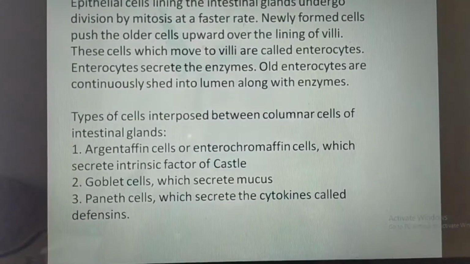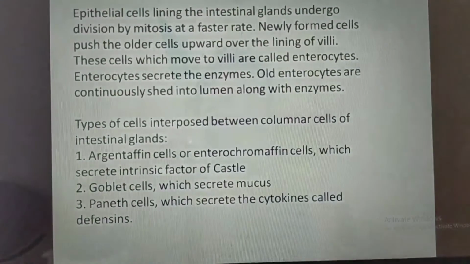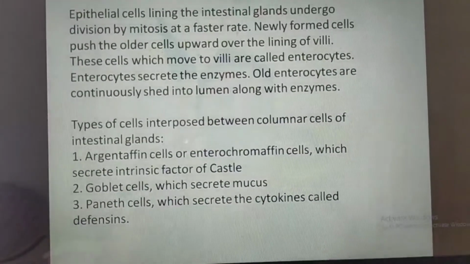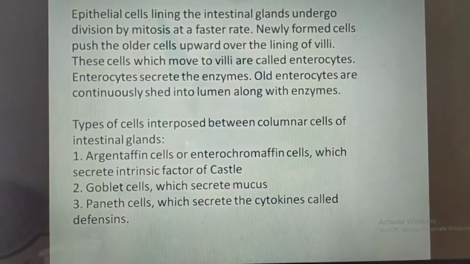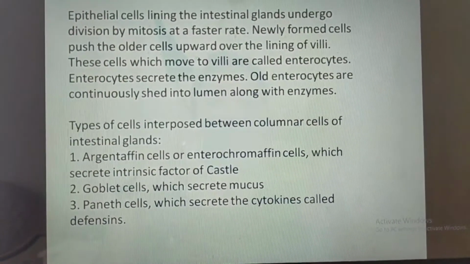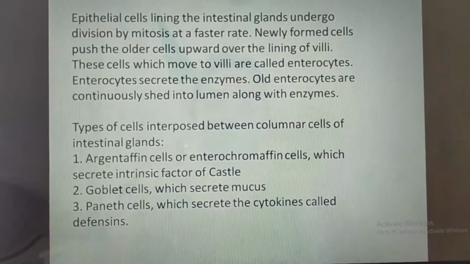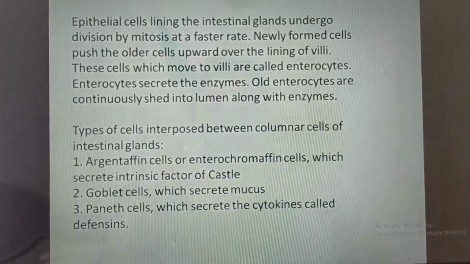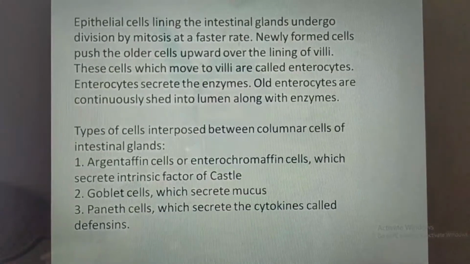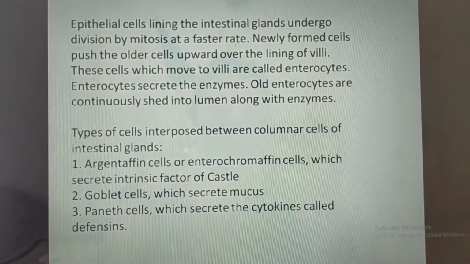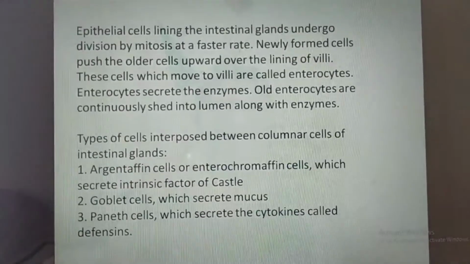Types of cells interposed between the columnar cells of intestinal glands. First are argentaffin cells, or enterochromaffin cells, which secrete intrinsic factor of Castle. Second are the goblet cells, which secrete mucus, and third are the Paneth cells, which secrete the cytokines called defensins.